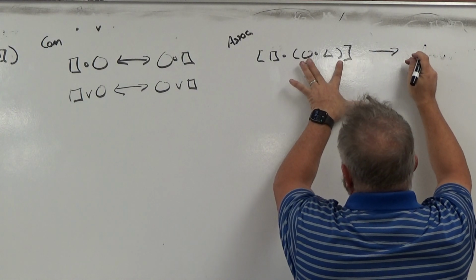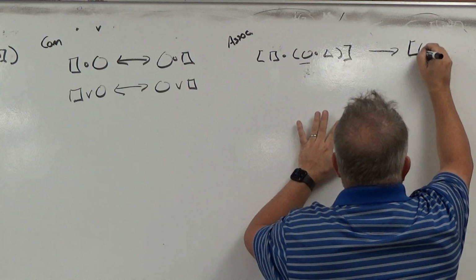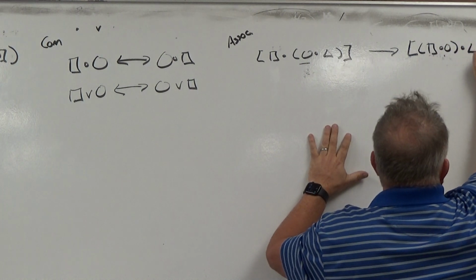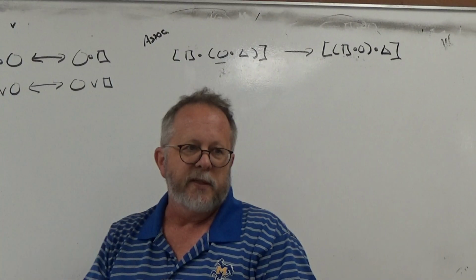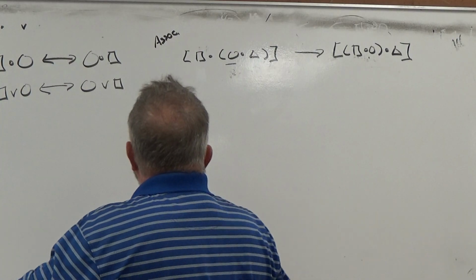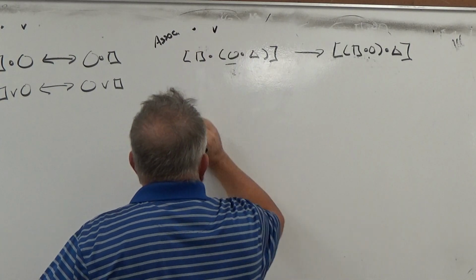All I'm doing is moving the brackets or the parentheses over. And what I get is box and circle and triangle. All I did was move the parentheses. Everybody see that? Okay. Associativity you can use on a string of conjunctions and also disjunctions.